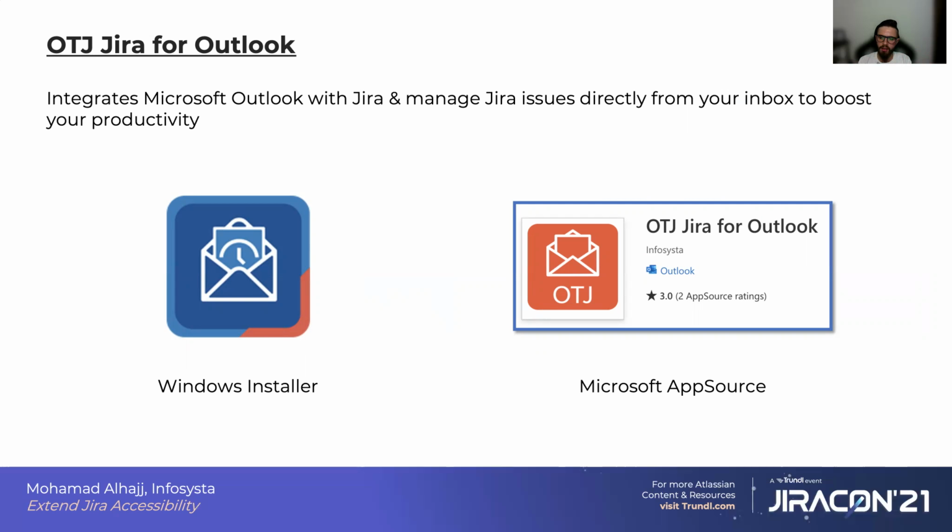But the second one, that is OTJ, Jira for Outlook, the Office 365 one, you need to have a Microsoft Office 365 account, a paid license. And whenever you have that, you can install the application from the Microsoft AppSource. And the benefit of this application is that it's the same as the G2J connector, the G Suite application. It's install once and work everywhere.